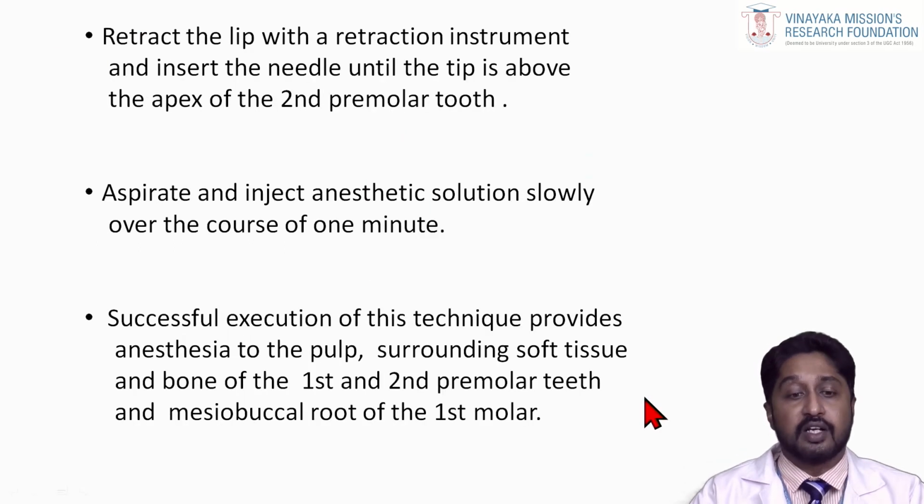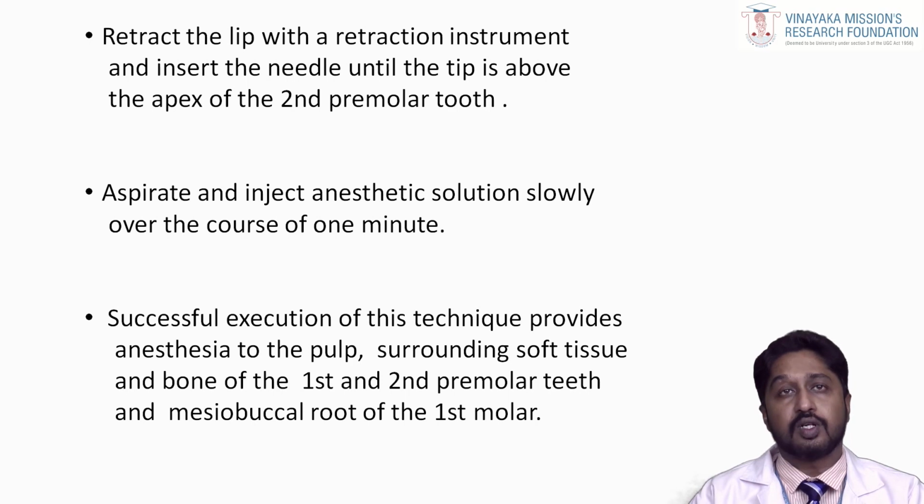Retract the lip with the retraction instrument and insert the needle until the tip is above the apex of the second premolar. So you retract the lip, you find the mucobuccal fold, and insert the needle above the second premolar until it hits bone. You just insert the needle, aspirate, and give the nerve block. Inject the solution slowly over the course of 1 minute. Don't rush the solution.